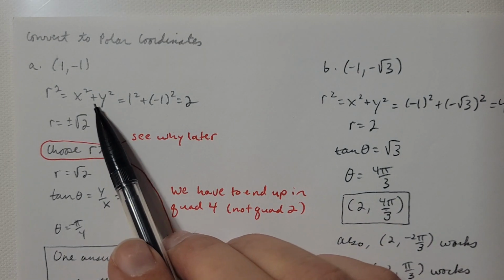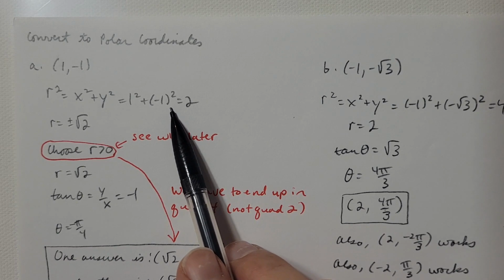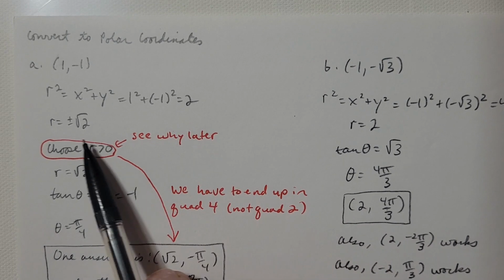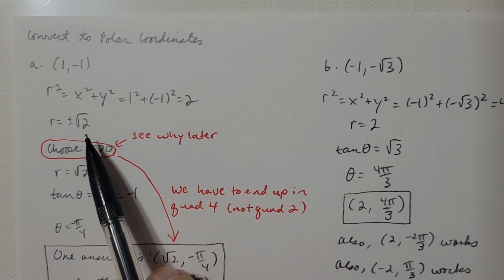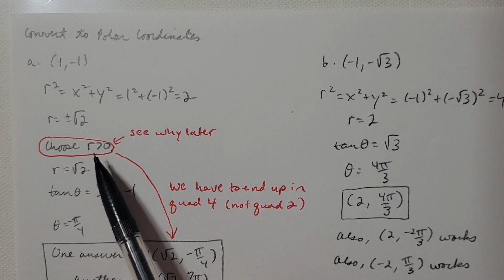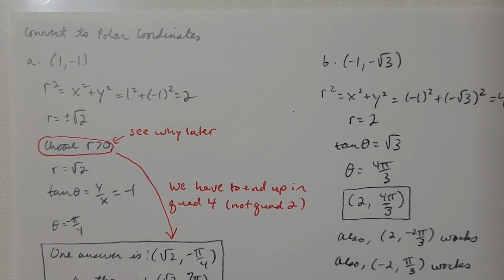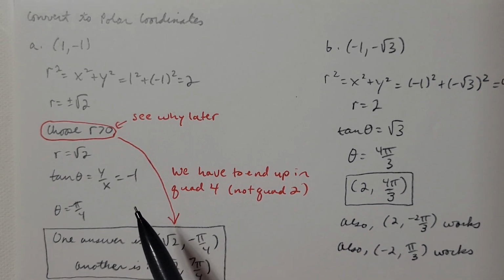R squared equals x squared plus y squared. X is 1, y is -1. -1 squared is 1. 1 plus 1 is 2. So r equals plus or minus the square root of 2. Now I'm going to choose r to be a positive number. You can choose r to be negative, but it's going to affect your answer. We'll see why shortly.